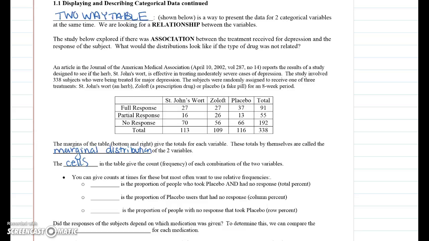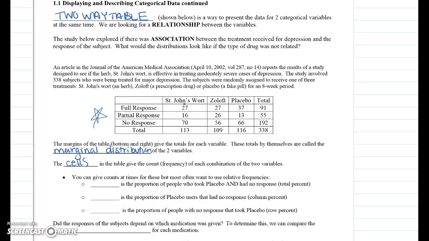Oftentimes you'll get your data in a two-way table, which is shown down here. They give you the counts of people who had a full response to St. John's wort and full response to Zoloft and so on. So we're looking for some type of relationship here between the response and the treatment that they were given. So we're looking for an association.